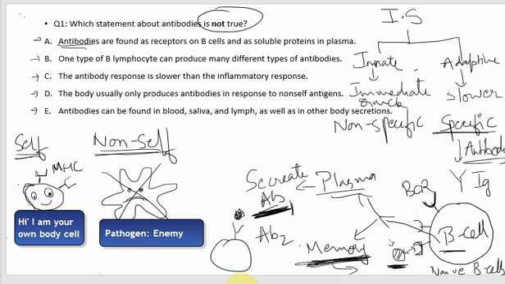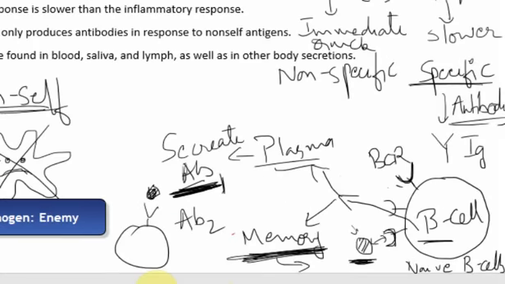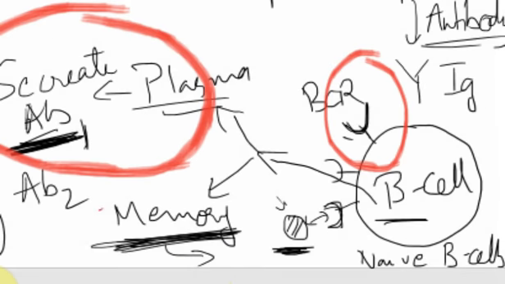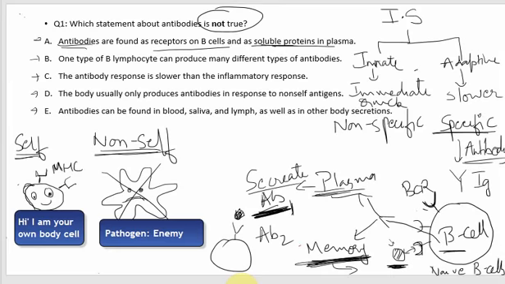Now we have discussed all these points. Let's see which particular statement in our options is not true. So let's read them one by one again. Option A says that antibodies are found as receptors on the B cells and as soluble proteins in the plasma. Yes, we have discussed that they are present as membrane bound B cell receptors and also in the soluble form, which is secreted by the plasma cells, in the plasma. So this statement is completely correct.